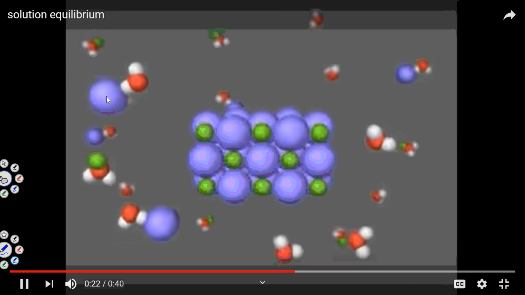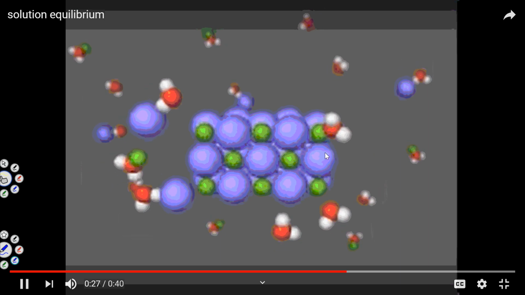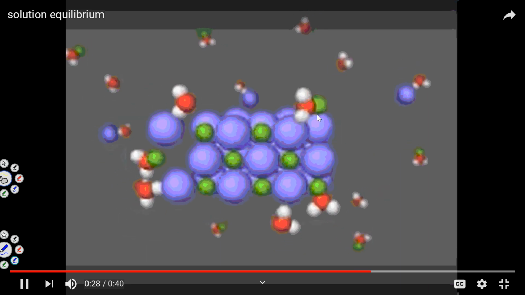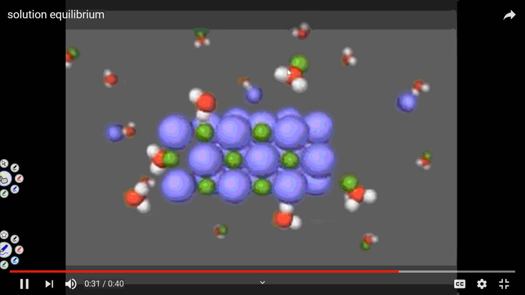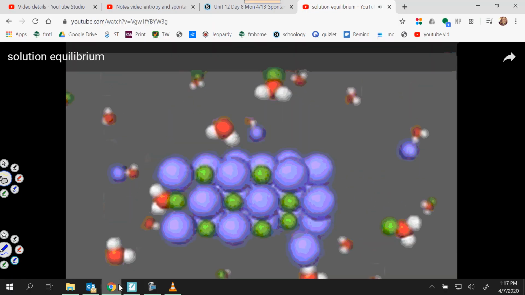So you can kind of see the solution equilibrium, if I pull this screen up, happening. You can see that the chlorine is being removed at the same rate at which the sodium is being brought back, meaning recrystallizing. So we've got recrystallization, which is when it reforms the solid, happening at the same rate at which it's being removed or dissolving. That's what I mean by solution equilibrium.